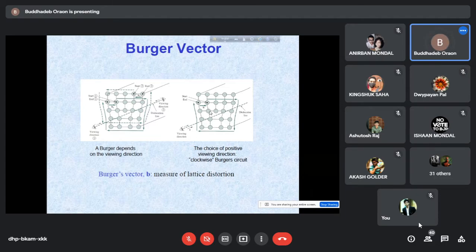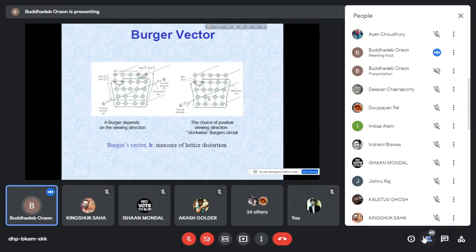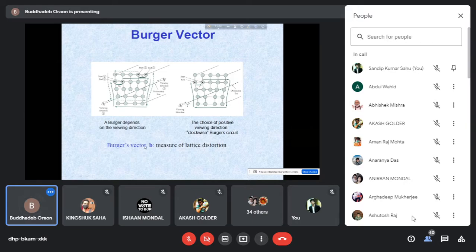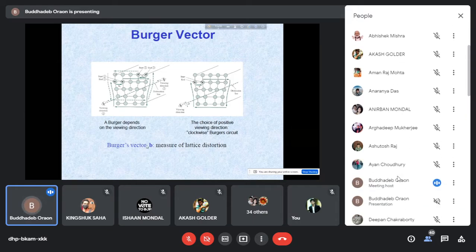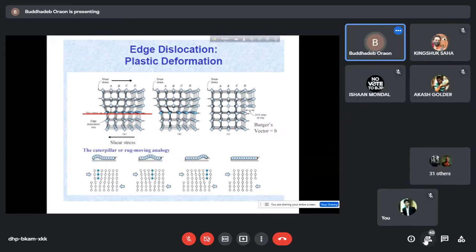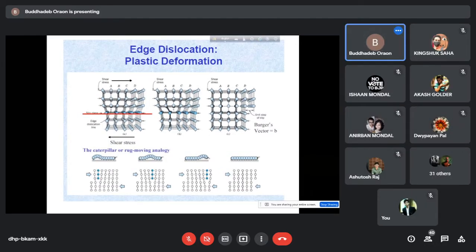So here also we have the same diagram, we have drawn it here. So this is how you can find out the Burgers vector. Let us see the next slide. Now see here, this is a very important concept, how this edge dislocation moves and how plastic deformation takes place. This is called the caterpillar or rug moving analogy.